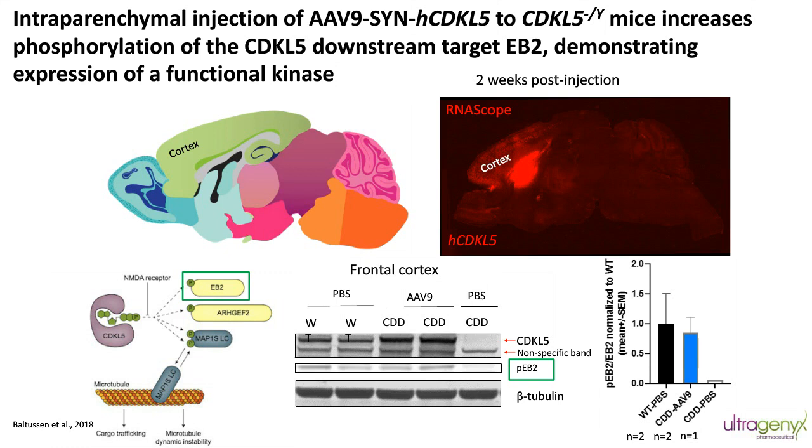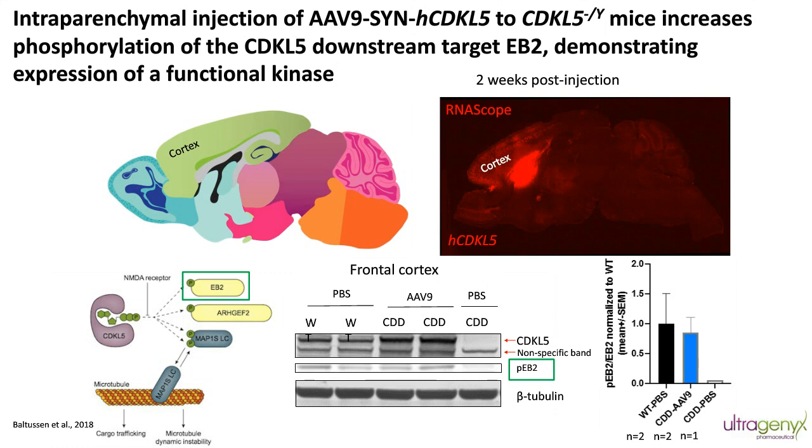So the one that we chose was EB2, which is a microtubule binding protein that's recently been identified as a direct substrate of CDKL5. If I can call your attention down to the bottom middle of the screen, this is a Western blot looking for protein of CDKL5 and of phospho-EB2 from wild-type mice that are treated with PBS, from CDD mice that are treated with our AAV9 vector, and then lastly with CDD mice that are treated with PBS.